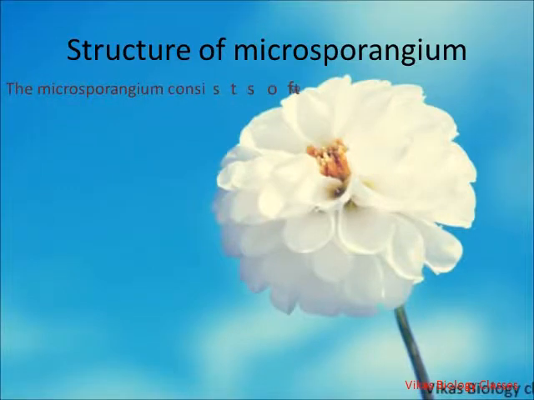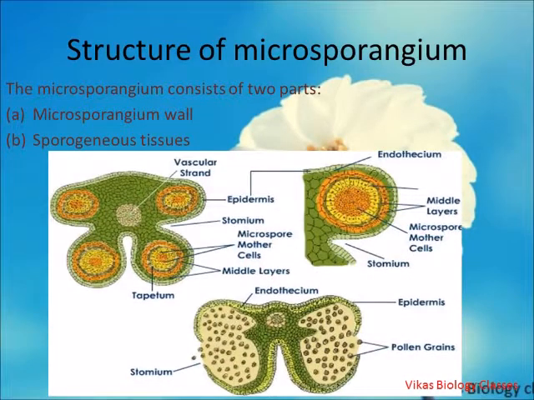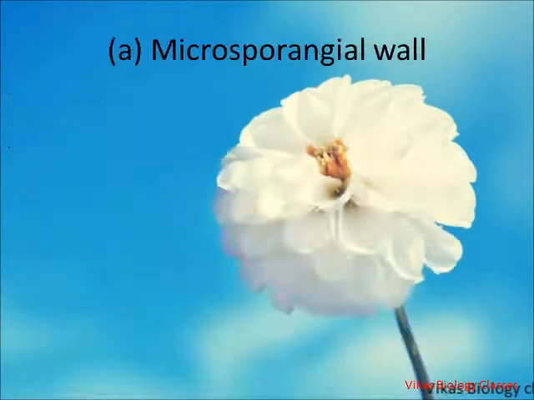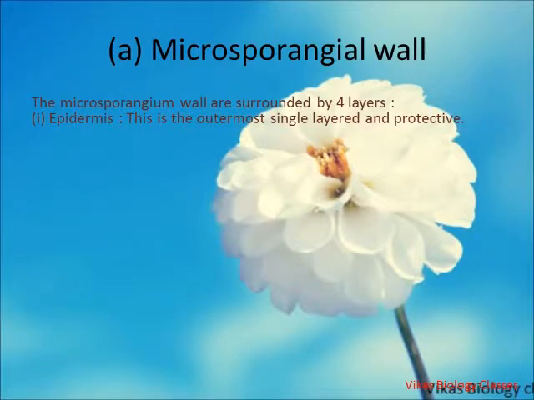Structure of microsporangium. Microsporangium consists of two parts. First part is the microsporangium wall, and second is sporogenous tissue. Microsporangial wall. The microsporangium wall is surrounded by four layers. First is the epidermis. It is the outermost single layer and protective.